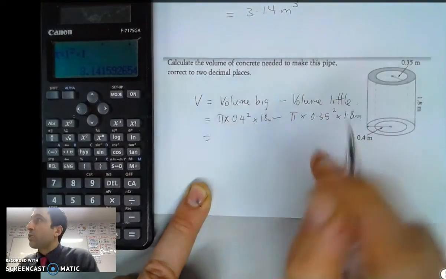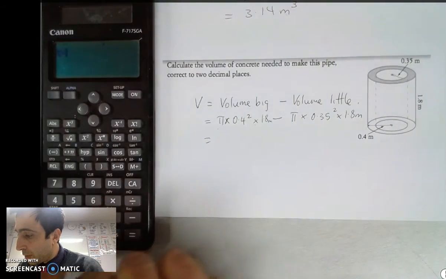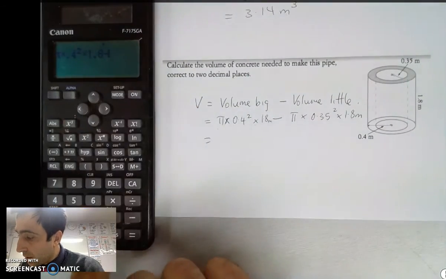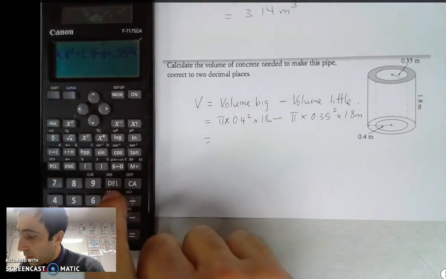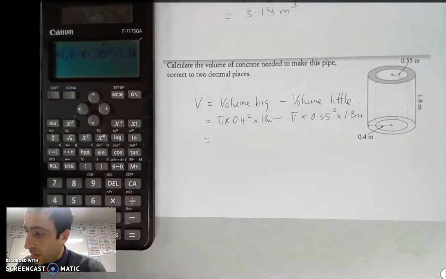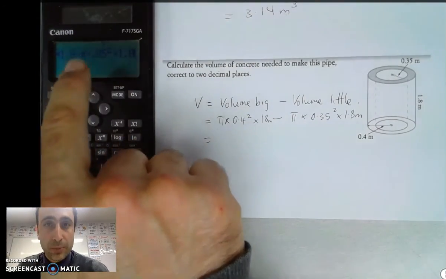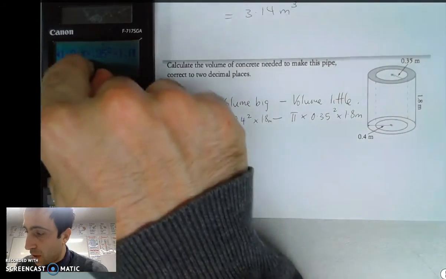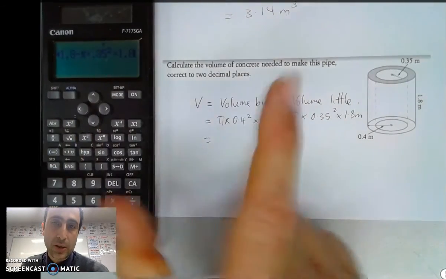And we can just type this straight into our calculator. Pi times 0.4 squared times by 1.8 minus pi times 0.35 squared times by 1.8. Now some of you are going, hang on, don't we need brackets? Well, this calculator, or all of our calculators, it does BODMAS by itself. So we don't actually need to worry about brackets, because this time we're timesing, and we're subtracting 2 lots of times. So it'll do all the times first, and then it'll subtract those 2 answers.